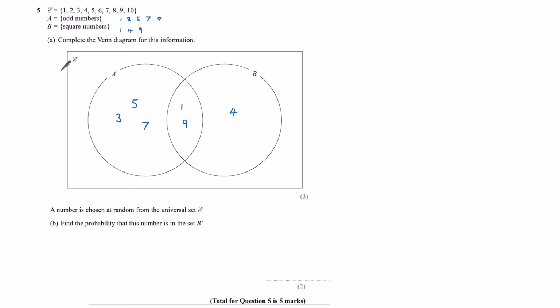Now the complete set is this box. So there are some numbers which have not yet been listed, and so they need to go inside this box. So the remaining numbers in my set are 2, 6, 8, and 10.